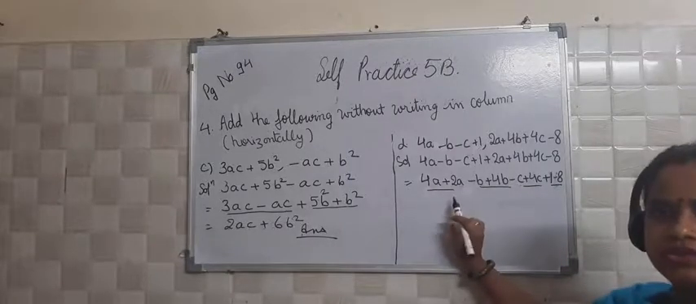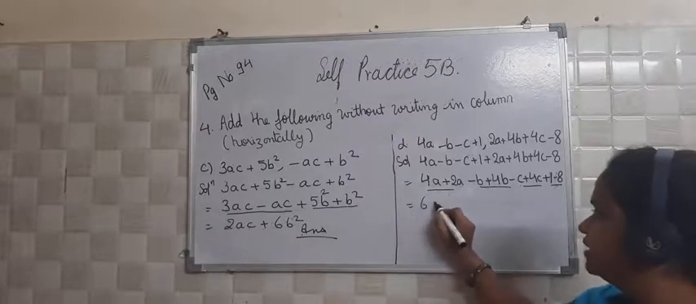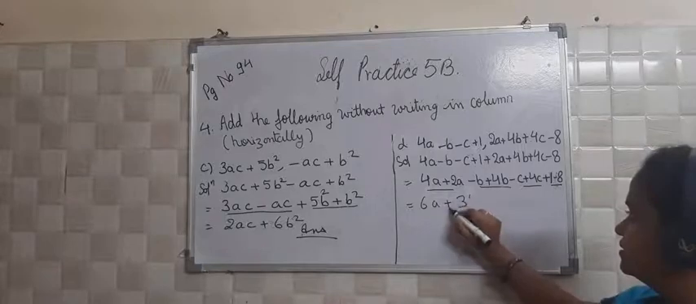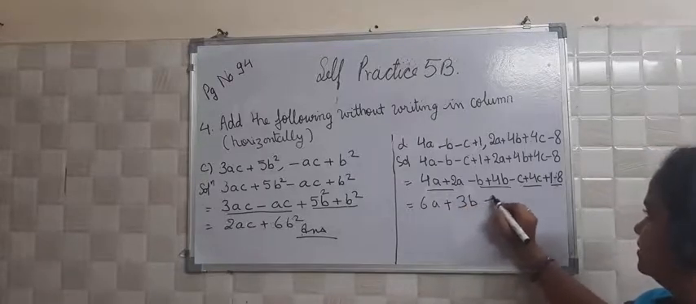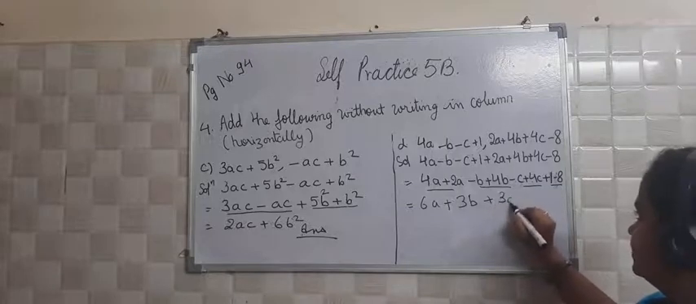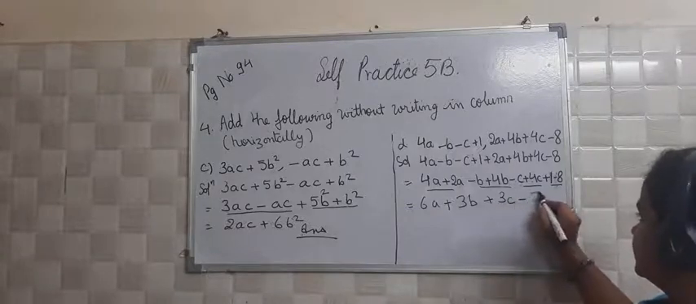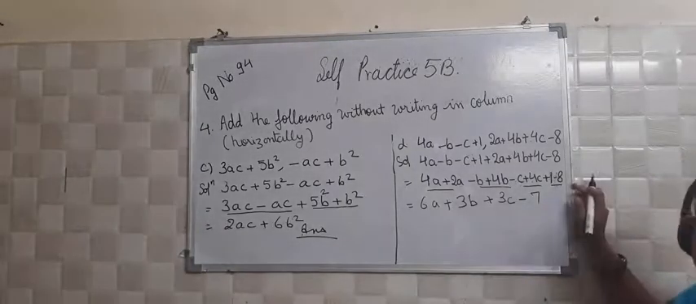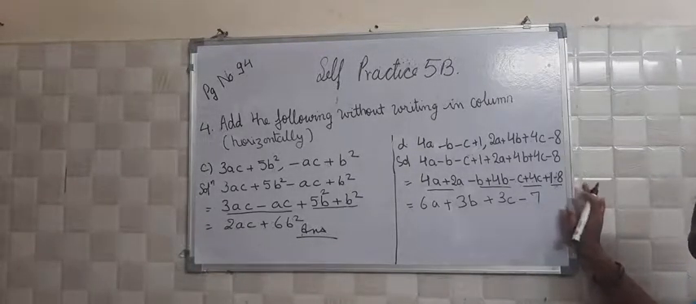So 4 plus 2, 6a. Minus b plus 4b, plus 3b. Minus c plus 4c, plus 3c. Then plus 1 minus 8, minus 7, because 8 has the minus sign and 8 is the bigger number.